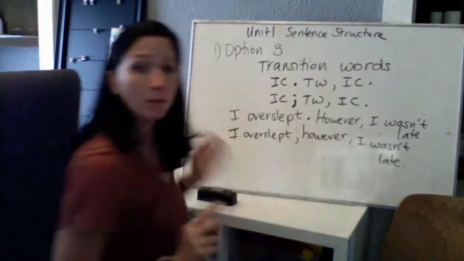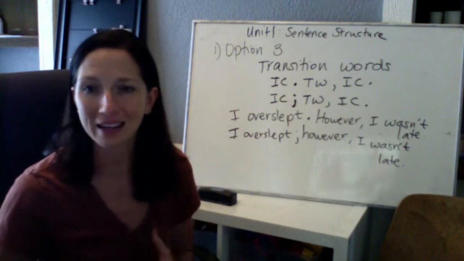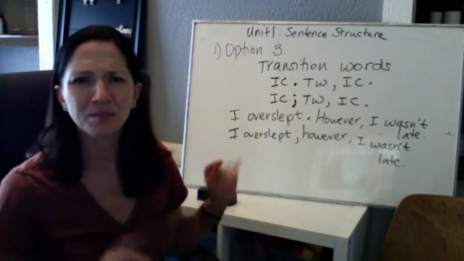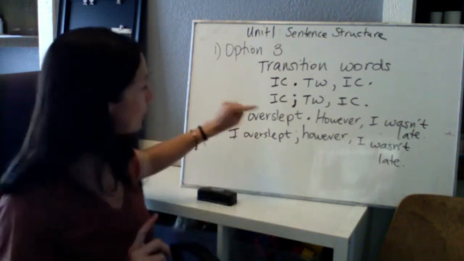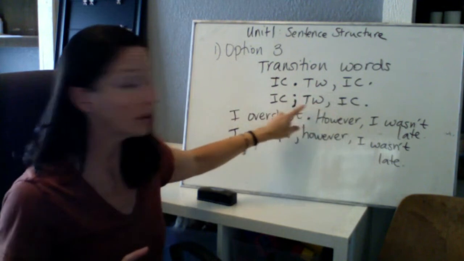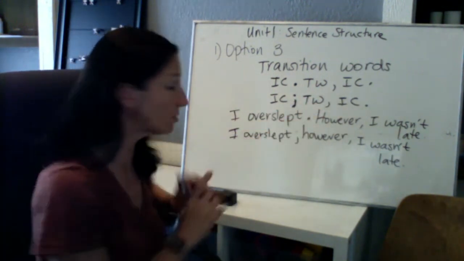This will be a very advanced, useful way to combine academic sentences in this class. You will learn lots of transition words. Please don't forget period and comma surrounding the transition word, or semicolon and comma when we have an IC. All right, that's option 3.